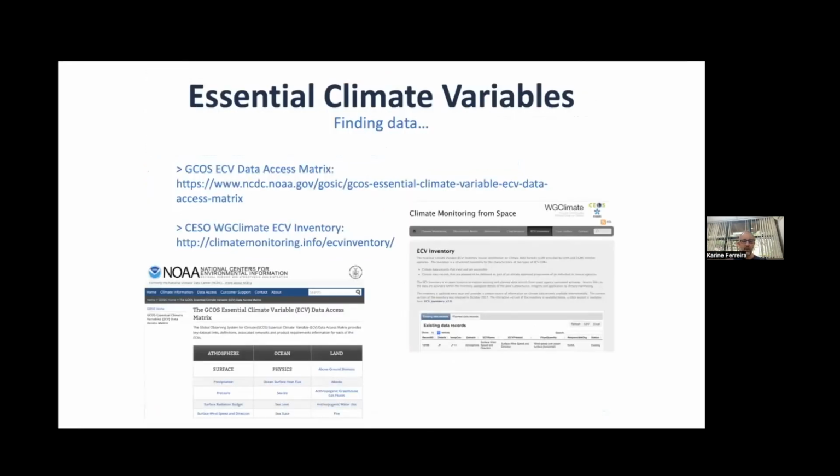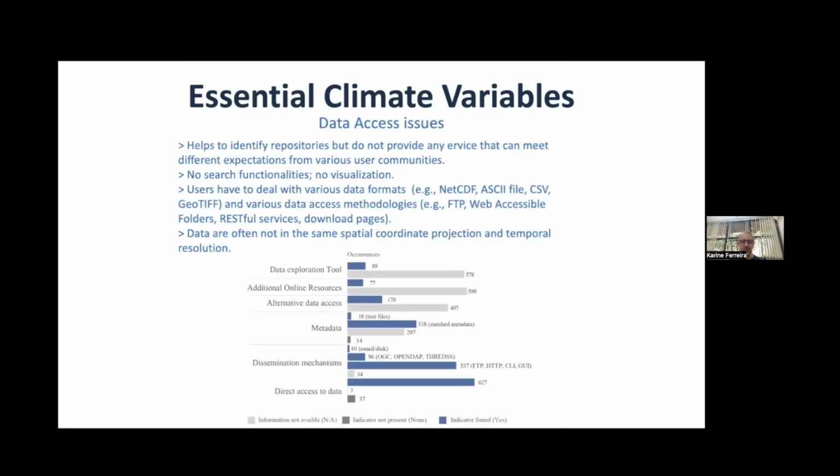So what we have done in the past with one of my students is to look at this ECV matrix and try to assess the maturity in terms of accessibility of the data, because it's one thing to say that you can download the data, but it's not yet usable. So you need much more to make it operational and usable by the research community.